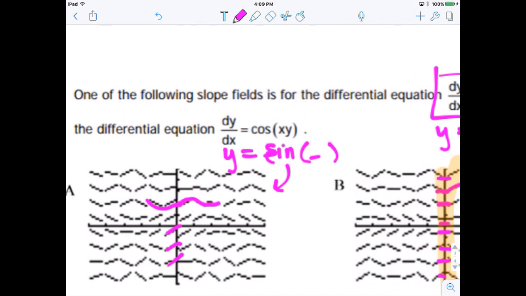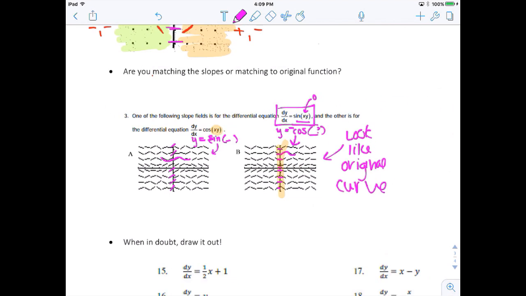Again, let's think about it this way. This one, cosine of 0 is 1. So anywhere that x is 0, you should pretty much have a slope of 1. So remember to look at: are you matching to the original or are you matching to the slopes? And that's something to really closely think about.